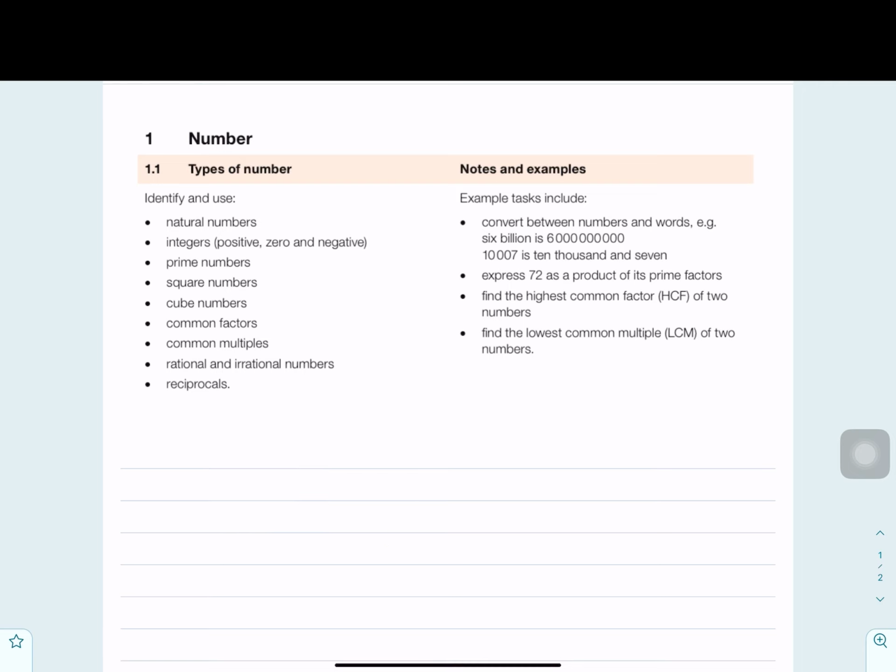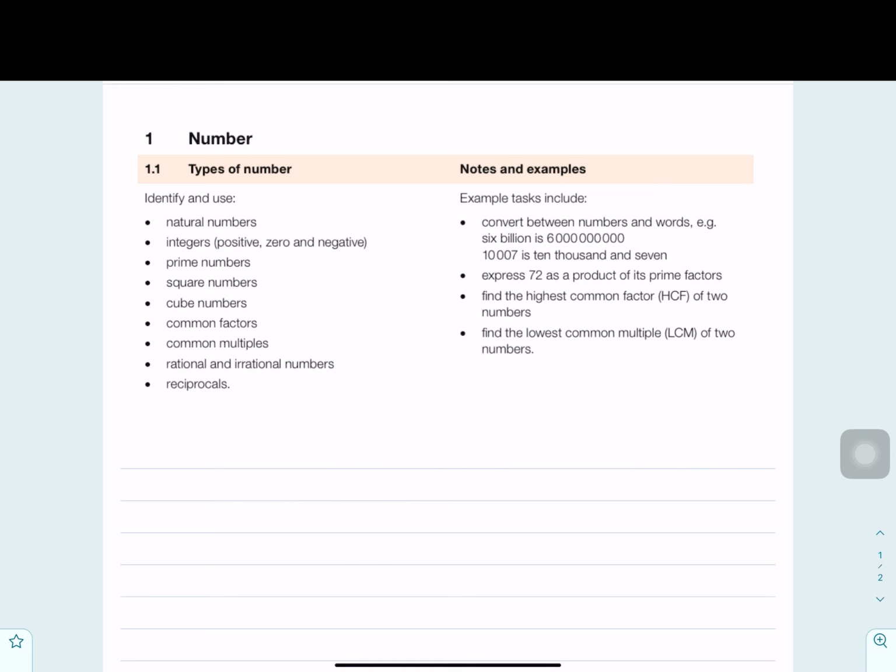The biggest misconception in student mind is 1 is also a prime number. 1 is not a prime number because according to definition we must have two factors and it has only one factor, which is itself, right?